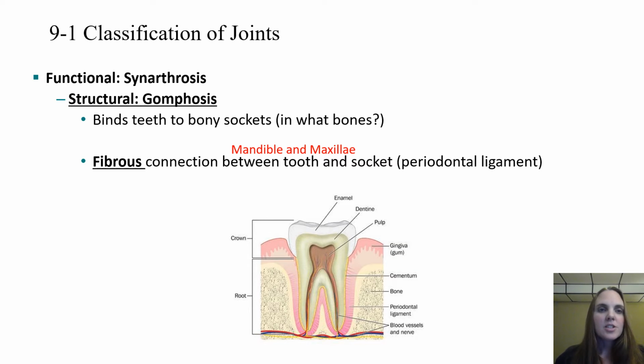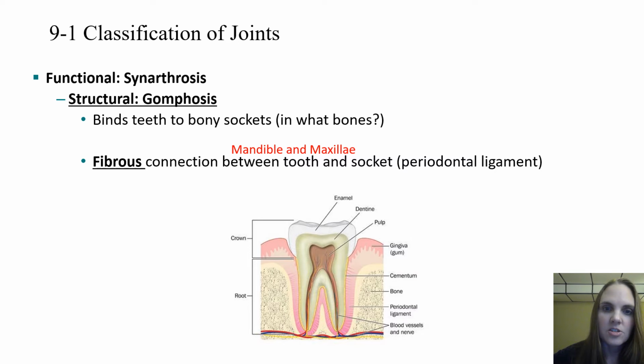And then this joint provides a fibrous connection between the tooth and the socket. And the name of that fibrous connection is the periodontal ligament. And I'm going to try and see if my pen is going to work here. I guess not. Come on. All right, sorry. I had a fancy new pen, but it's not working. So I'm going to have to use my finger.